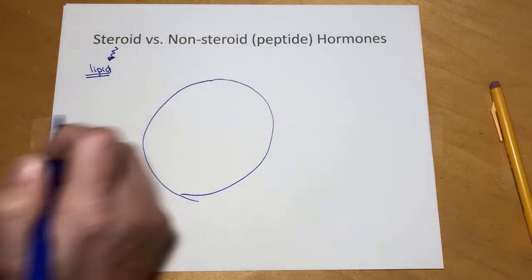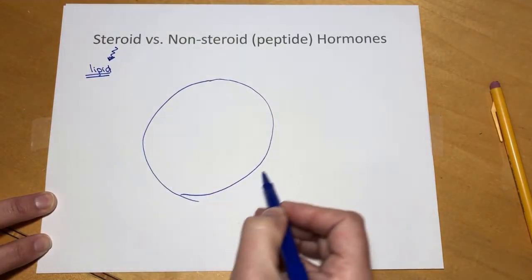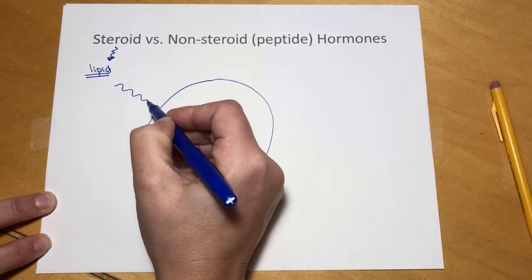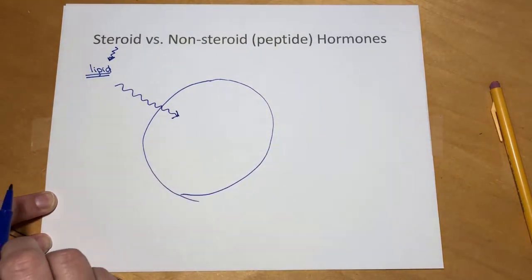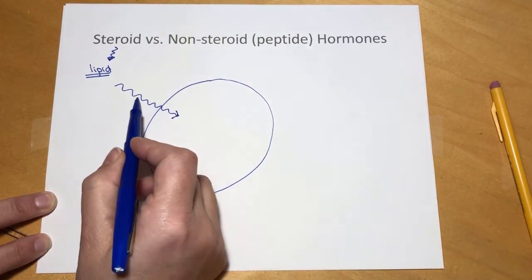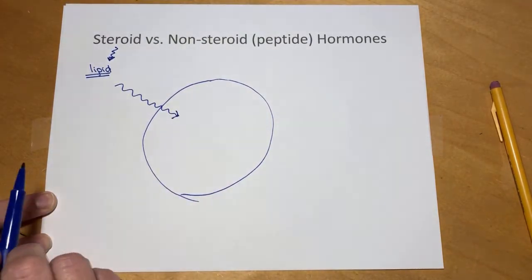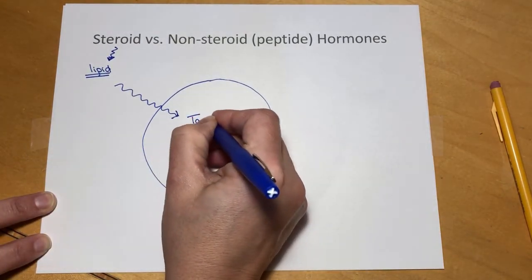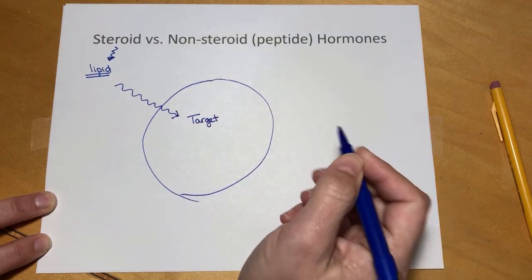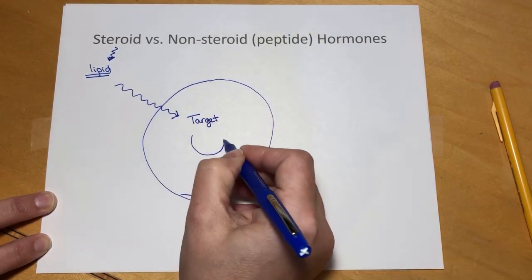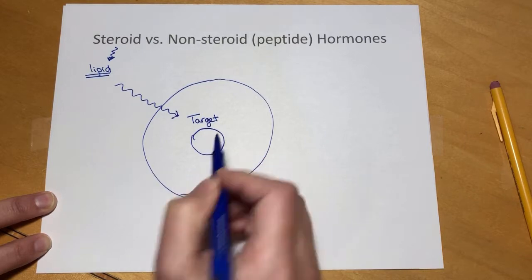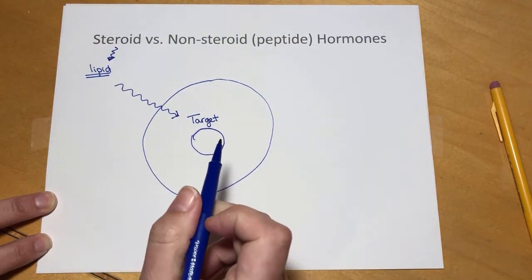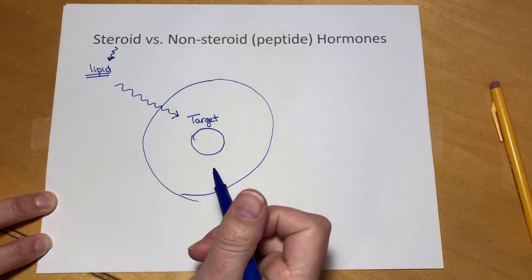They are lipid soluble. And remember that our phospholipid bilayer allows lipids to move through it. So steroid hormones can actually diffuse through the plasma membrane of the cell. They bind to their target inside the cell. Sometimes it can be in the cytoplasm. Sometimes that target can actually be inside the nucleus. And they generally tend to turn on or turn off transcription and translation.